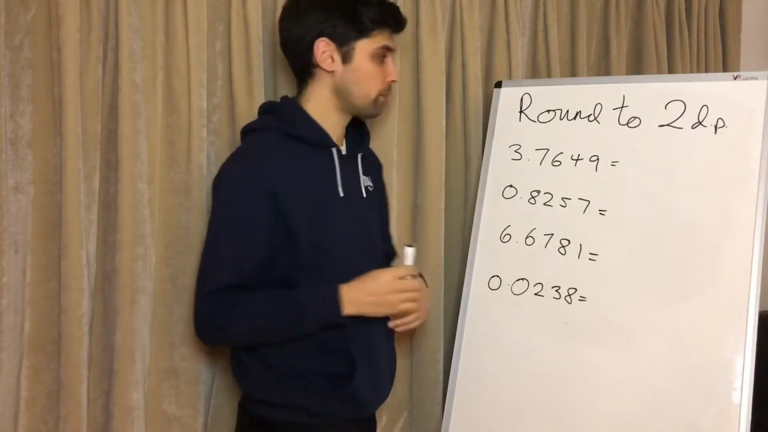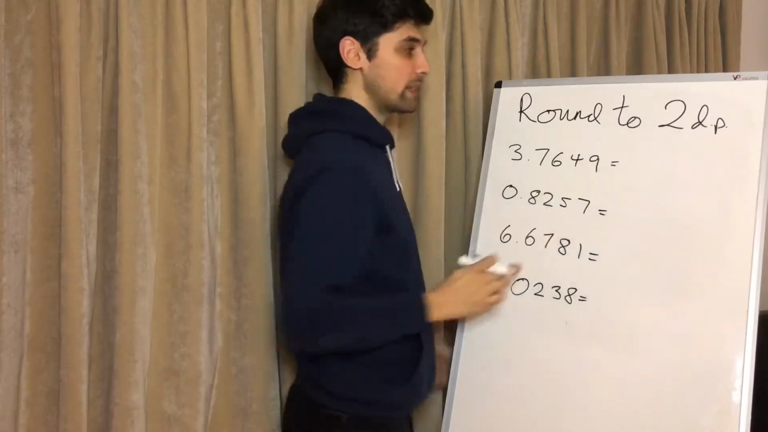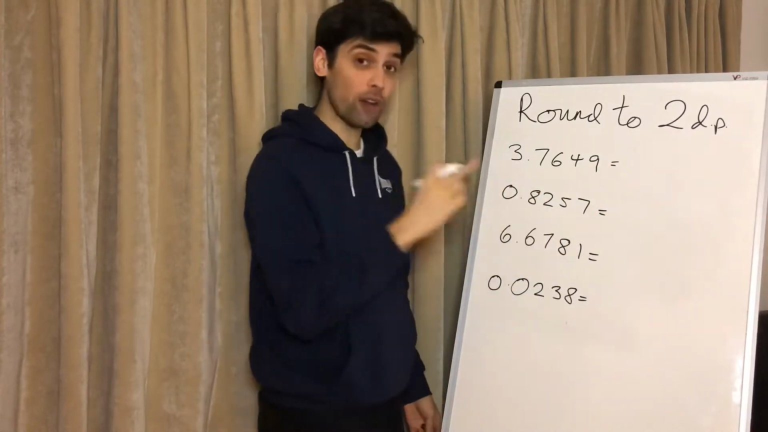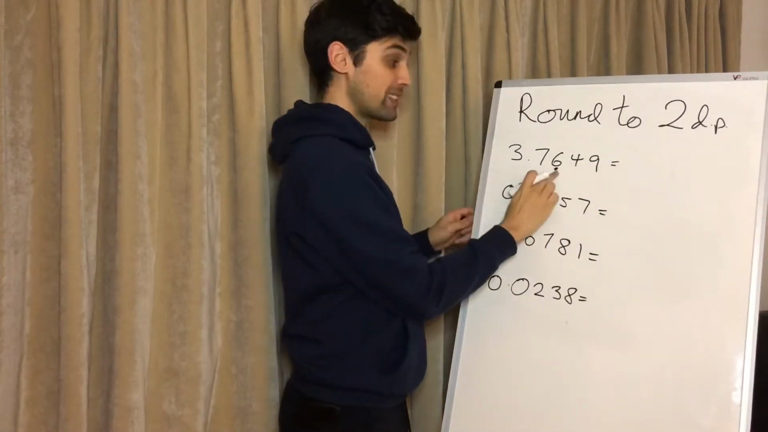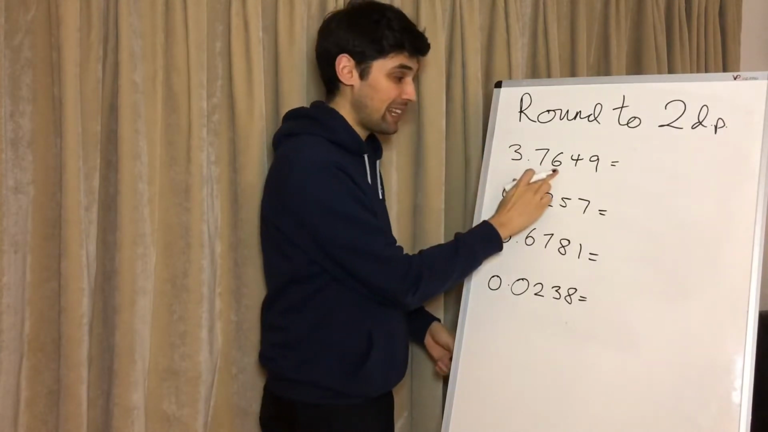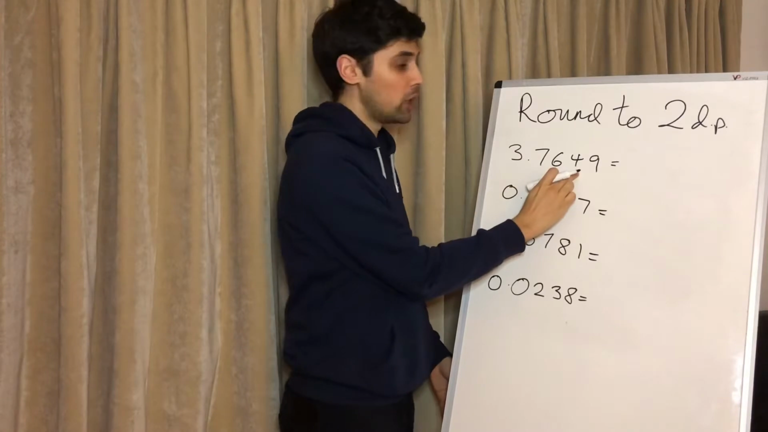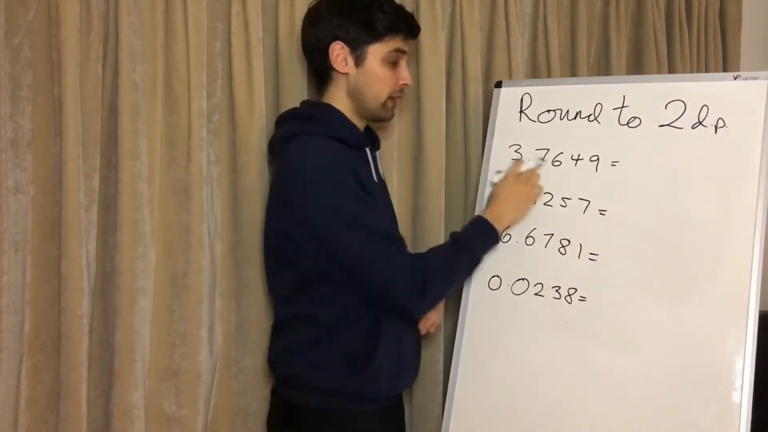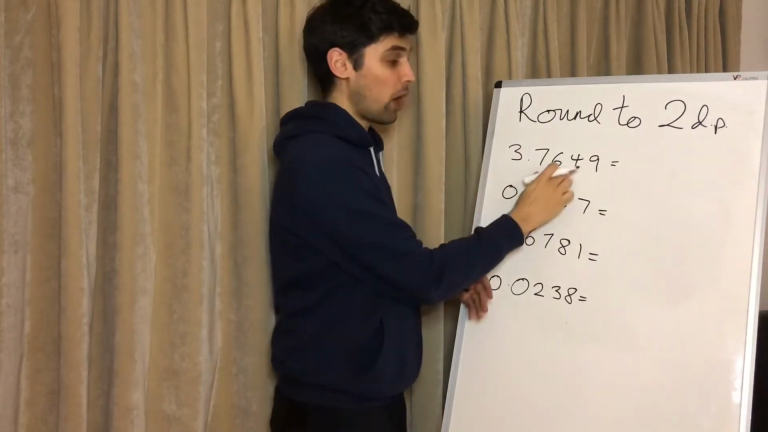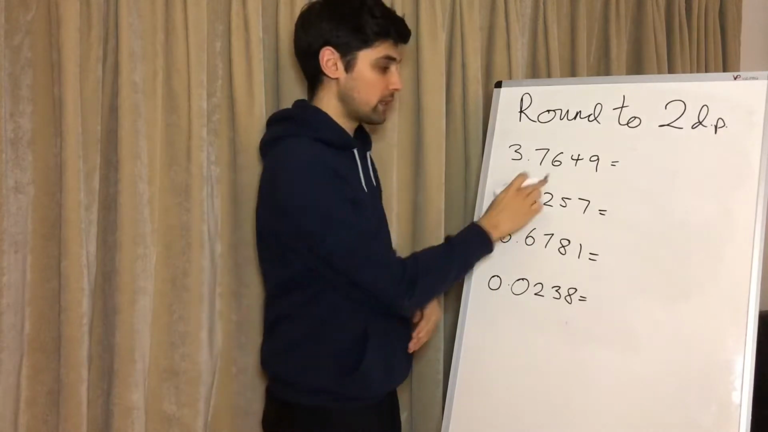And here's the method. Rounding to 2 decimal places means we go to the second number after the decimal point. So this will be the 6. Now that 6 is going to either stay the same or go up depending on the number after it. If the number after it is 5 or above, it's going to push this guy up. If the number after it is 4 or below, it's going to stay the same.